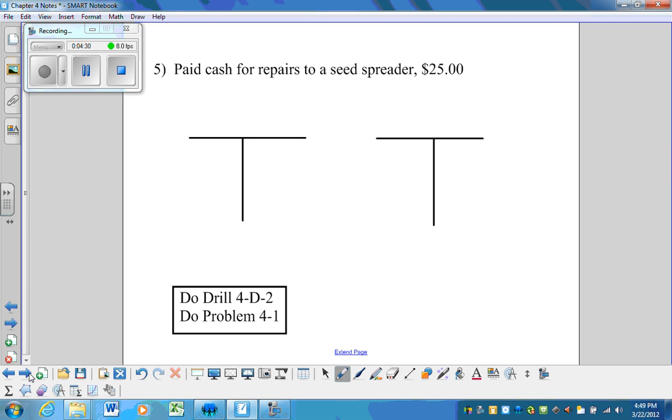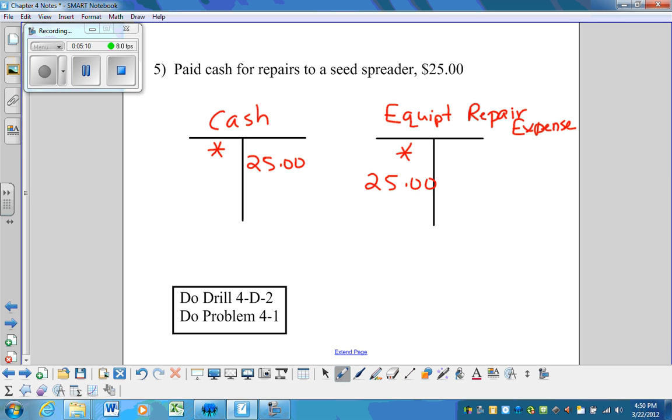Paid cash for repairs to seed spreader. Now this is referring back to the Lawn Master company, so you kind of have to know what company you're dealing with, and a seed spreader would be something called equipment. So you would say equipment repair expense. So anytime you're fixing something that you need to do business. Cash has a normal debit balance, and so does equipment repair. Your cash is going down $25. The equipment repair expense basket is getting more filled, so it's being increased.